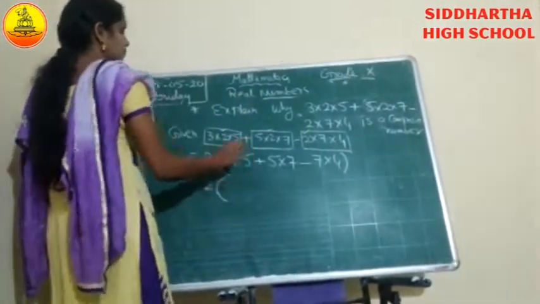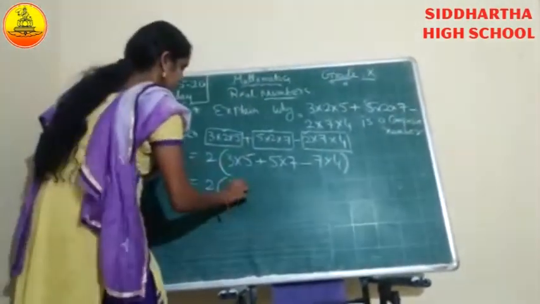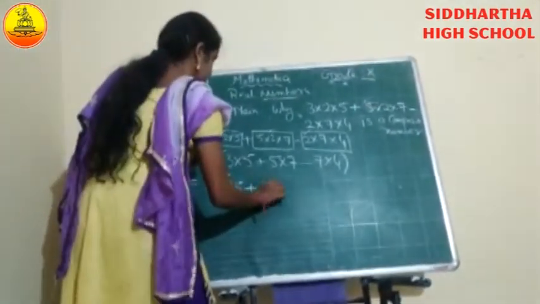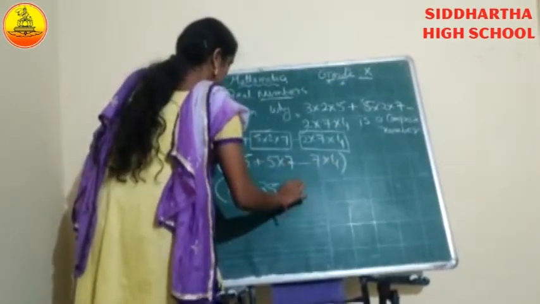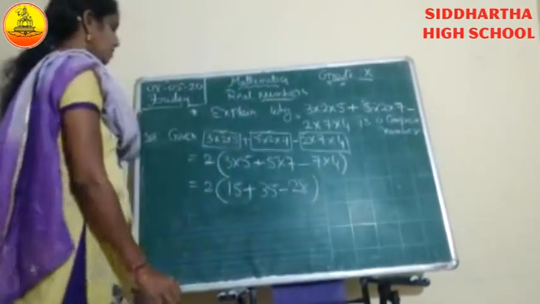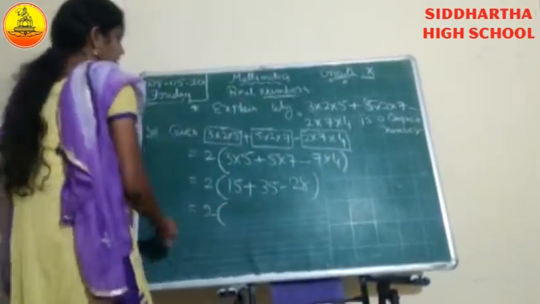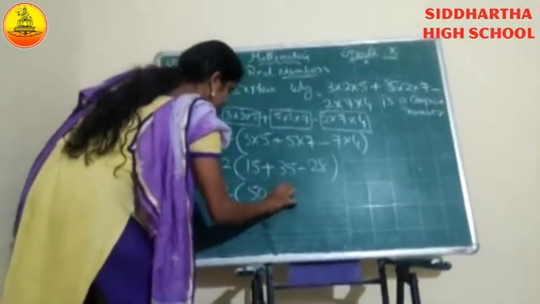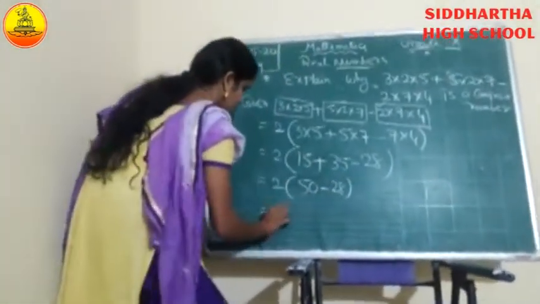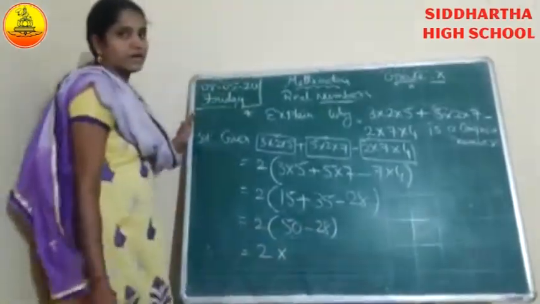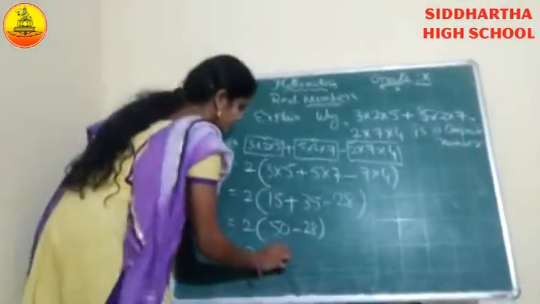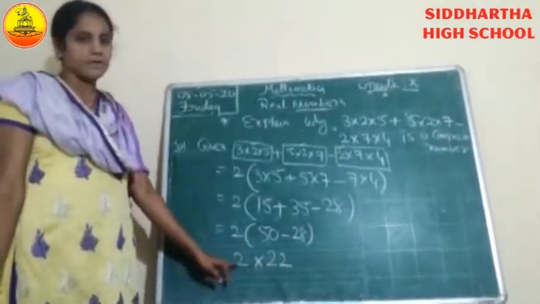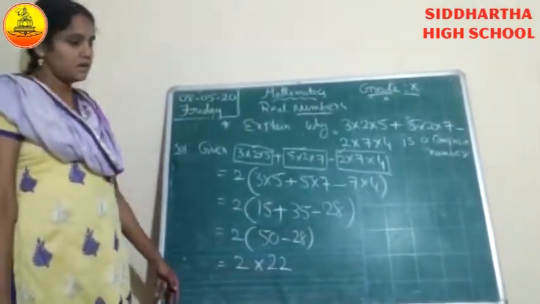2 times. What is 3 times 5? How much? 15. 5 times 7, 35. 7 times 4, 28. 2 times, 15 plus 35 how much? 50. 50 minus 28. 2 into 50 minus 28, how much? 22. 50 minus 28, how much? 22. Here 2 is a prime number. 22 is not a prime number. It is a composite number.